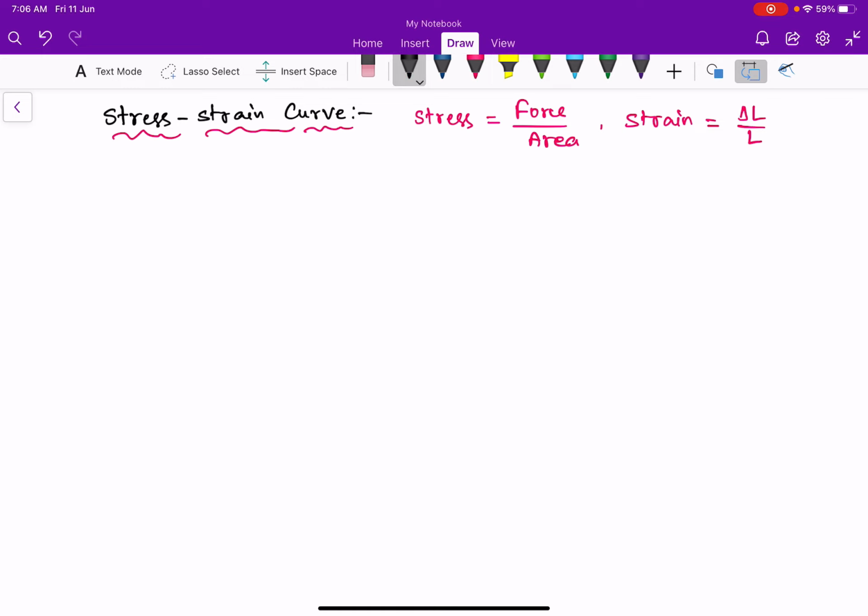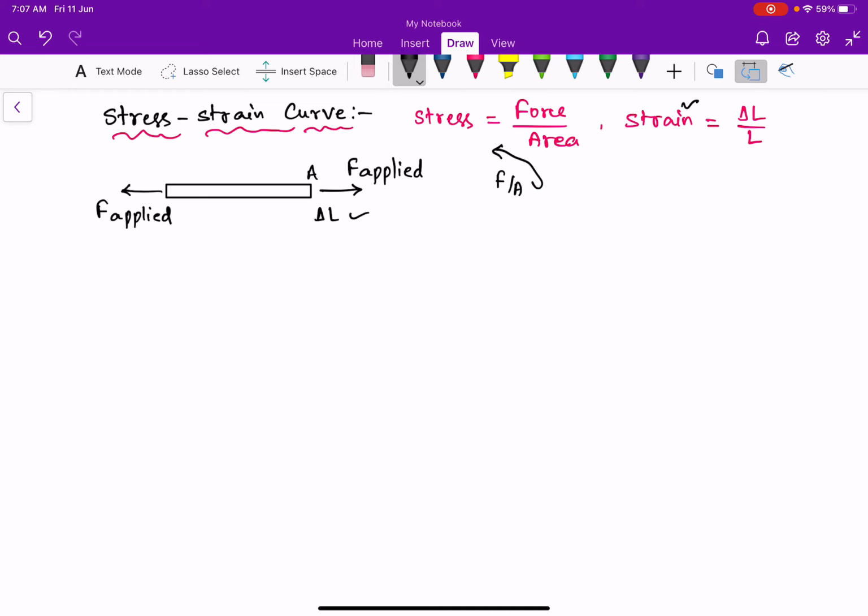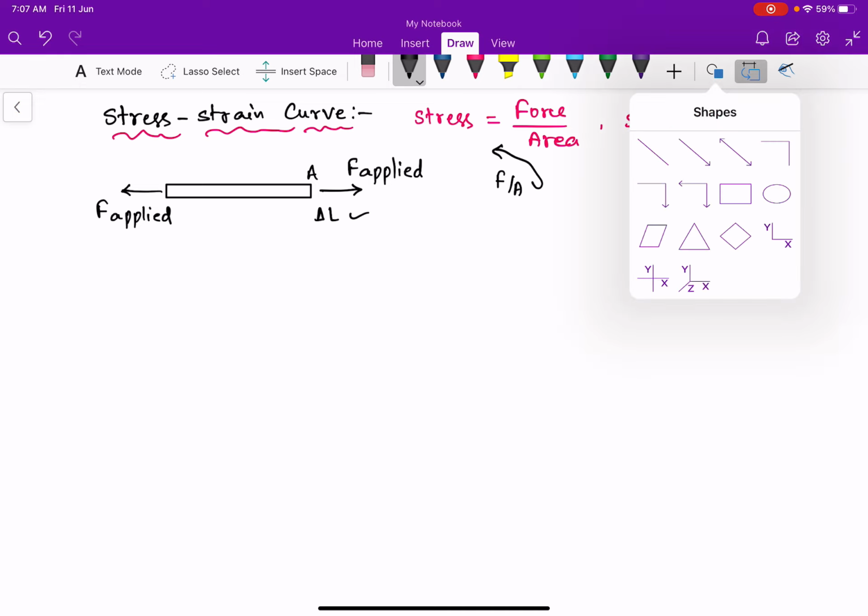Here, in a standard test, a cylinder of some material is taken. When a force is applied on the cylinder, there is a change in length in the material. That is, change in length per original length is nothing but strain, and force per unit area is nothing but stress. Now I am going to analyze the stress strain relationship here.